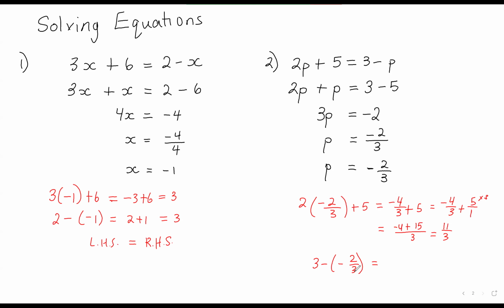And then for this side, it would be 3 wholes. How many thirds would you have in 3 wholes? How many thirds do you have in 1 whole? 3. Yes. So then 3 wholes would have 3 times 3, which is 9, right? So 3 wholes will be 9 thirds, and then a minus and a minus will change to a plus. So that'll be 9 over 3 plus 2 over 3, which will give you 11 over 3. So the left-hand side is equal to the right-hand side, which means the answer is correct.